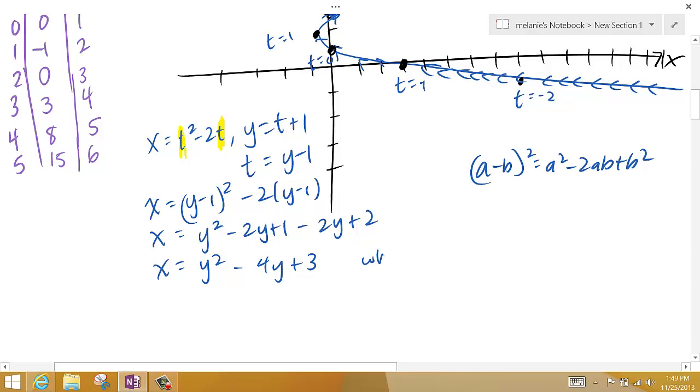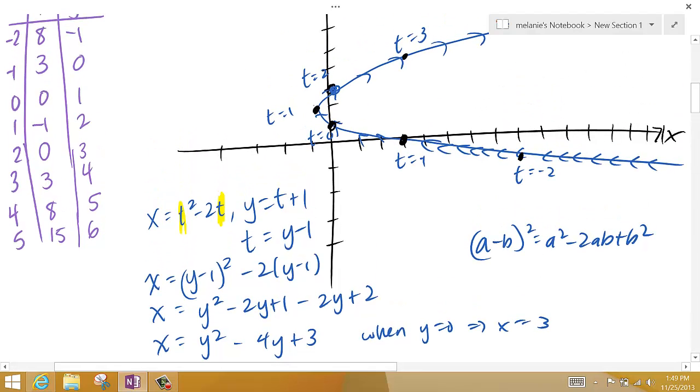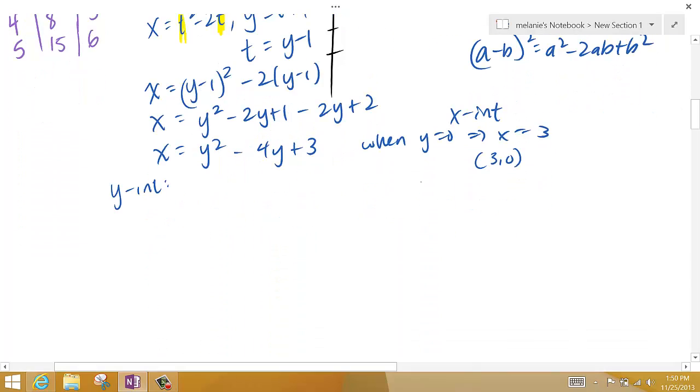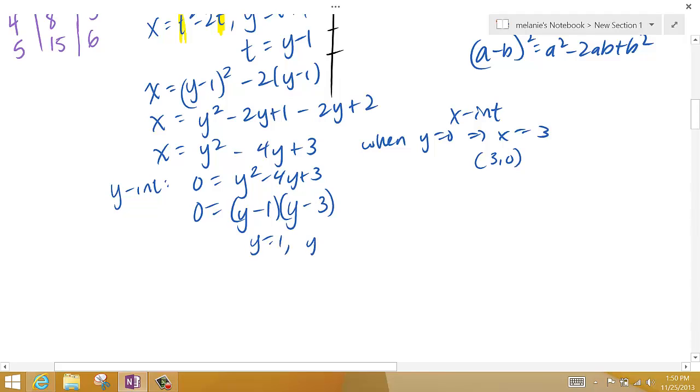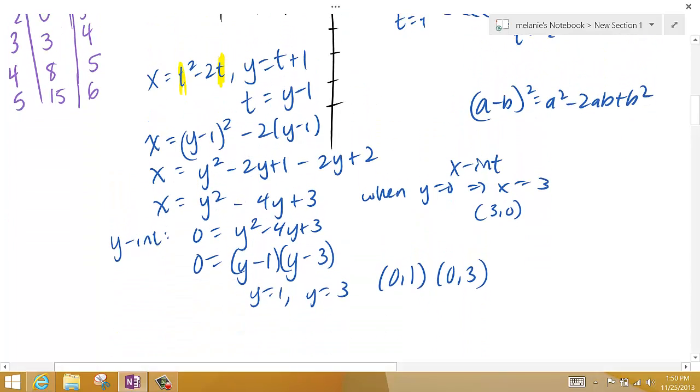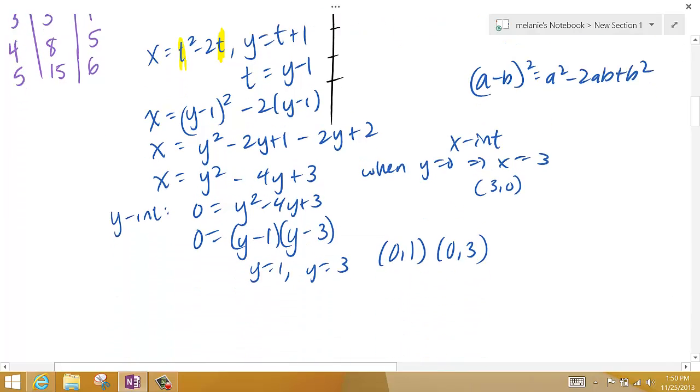Okay, we see when y is 0, x is 3. That's like my vertex right here. And we can find intercepts if we want to. So we found the x-intercepts here. Let's find the y-intercepts. That means x is 0. So y is 1, y is 3. We have the points (0, 1) and (0, 3). That's what we had up here. Perfect. So we know this is a sideways parabola centered around the positive x-axis.